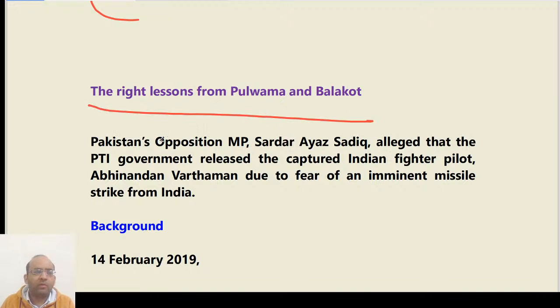Write lessons for Pulwama and Balapur. See, recently what happened, it is a very short topic, not a big topic.